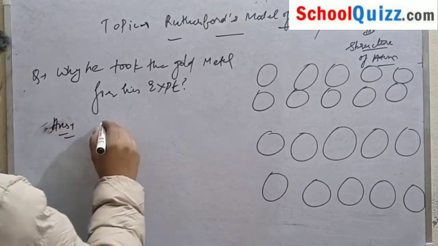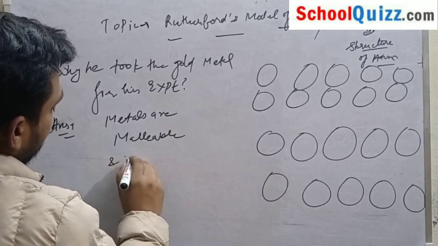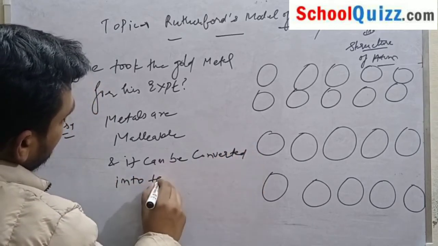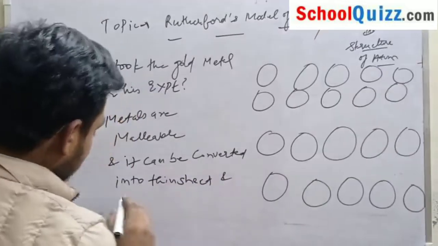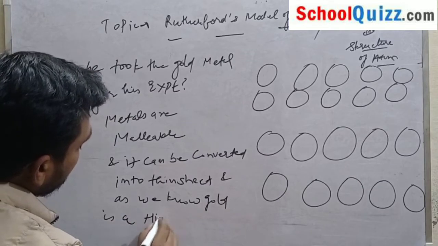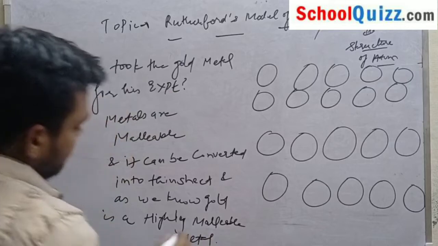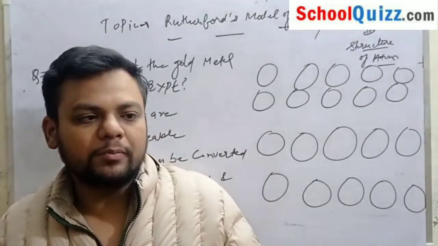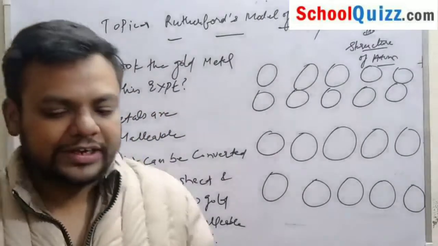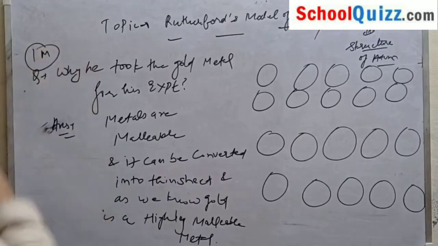The answer is that, as we know, metals are malleable and can be converted into thin sheets, and gold is a highly malleable metal. So that's why he took gold metal for his experiment. It is also a one mark question, so note it down.